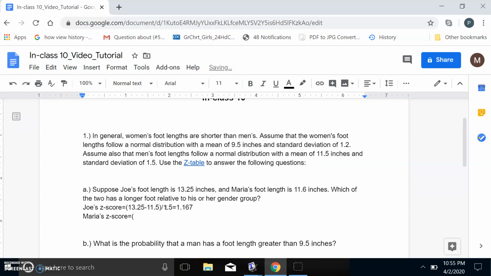Okay, so Maria's foot length is 11.6 and the women's mean is 9.5 inches, divided by the standard deviation for women, which is 1.2. So 1.2 goes here. And if you work this out, you get 1.75.